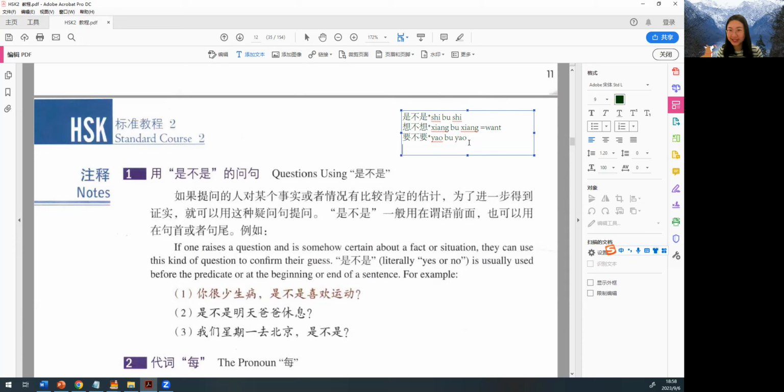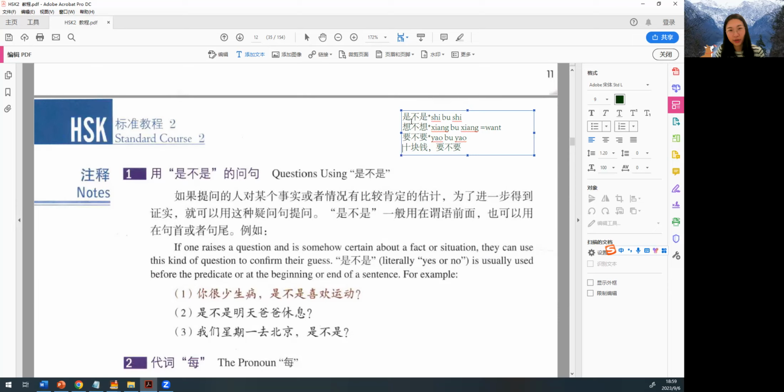Let me write down this example. The seller said 10块钱. So she said 10 yuan. You want it or you don't want it? 10块钱要不要? So this will be the example sentence. All right.